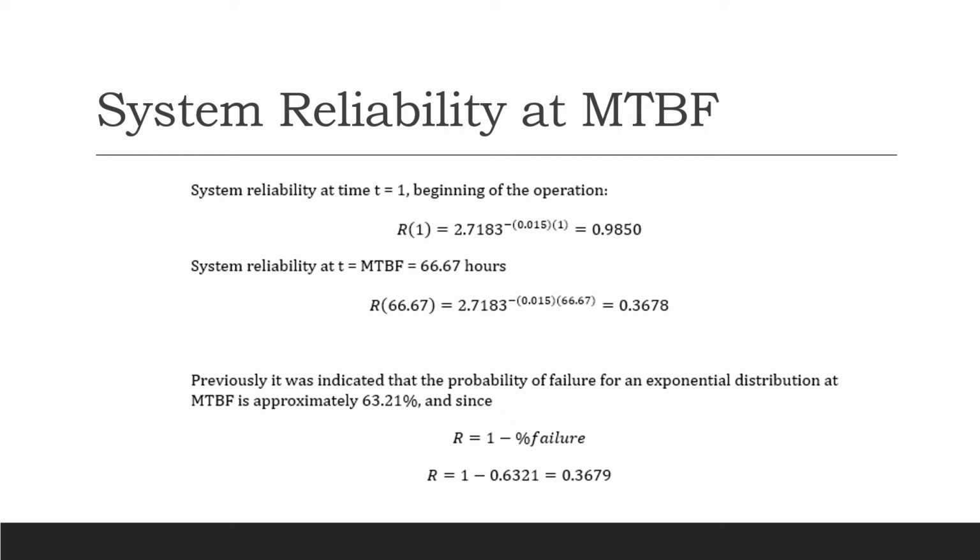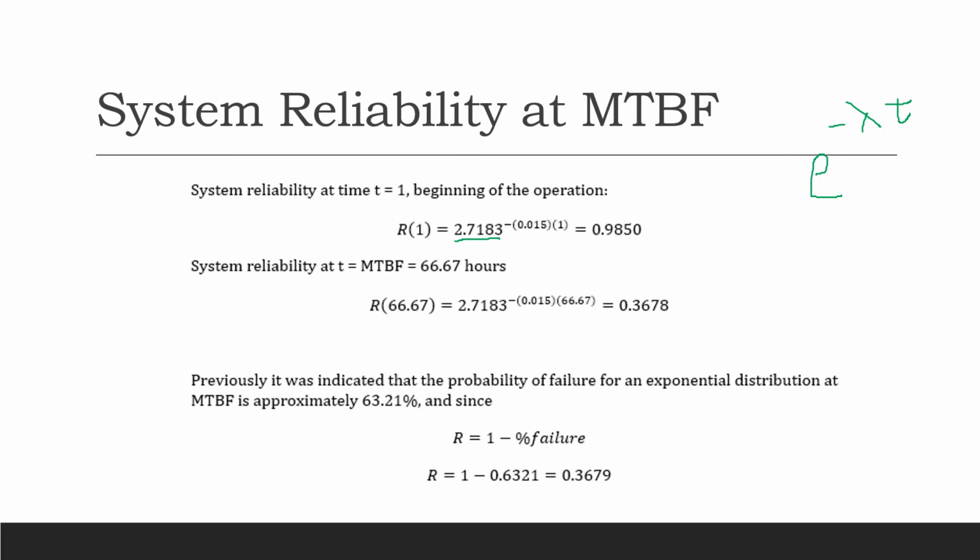So after 1 hour, R is equal to e to the power minus failure rate times time. Your time is 1 here, and your failure rate is constant, 0.015. Put it in your calculator or Excel, e to the power minus 0.015, and you will get 0.9850. That's 98.50% reliability at t equal to 1.